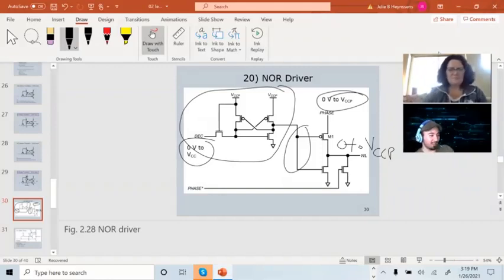Okay. So this is a NOR driver. I'm going to have to put it on every single word line. Word line 0, word line 1, and they have to fit in that pitch. So I want to keep this a minimally sized circuit.